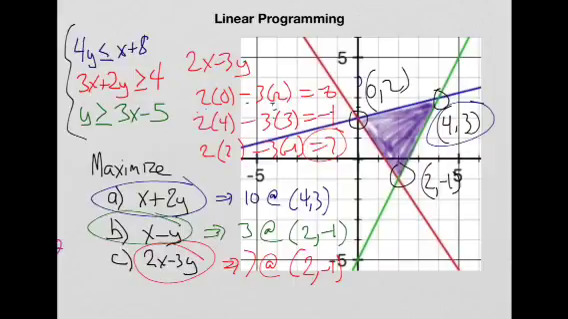You can't always tell just by looking at the graph which is going to be the maximum value, or minimum if we want to minimize. But again, the idea with linear programming is the maximum or the minimum is always going to occur at one of the vertices. So all we're going to do is check the vertices and find which one's the best.